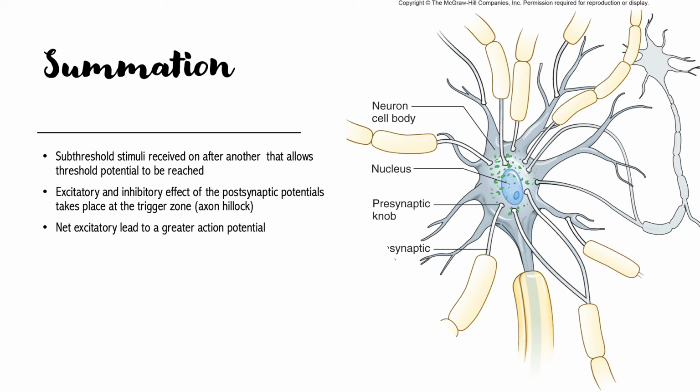In this image, you can see neurons can be receiving the synaptic knobs of thousands or even more axons on its dendrites and its cell body.